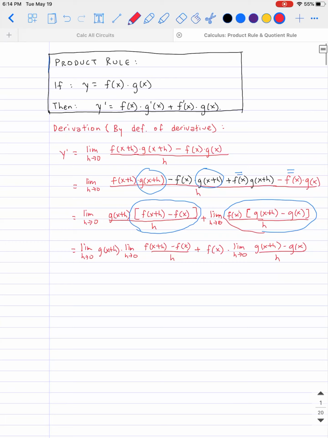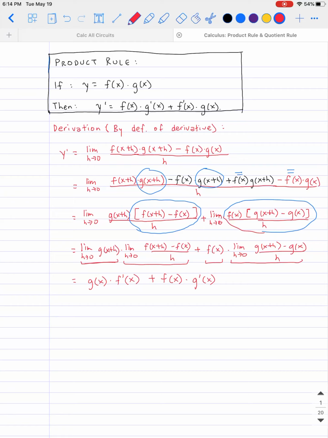Now let's finish it up. The first part is the limit as h approaches 0 of g of x plus h. That is really just plain old g of x. The second part, what we said earlier, is the formal definition of derivative for f of x. So that's going to be f prime of x. Then plus the third part, f of x, which is just f of x, multiplied by the fourth part, which is the formal definition of derivative for g of x. So that's going to be g prime of x, and there you go. That's our derivation of the product rule.